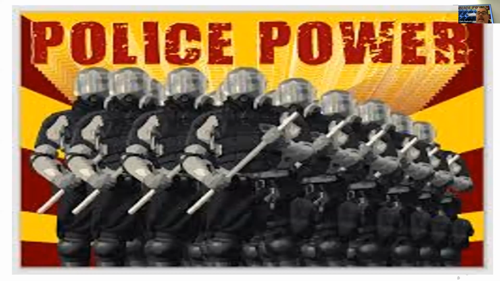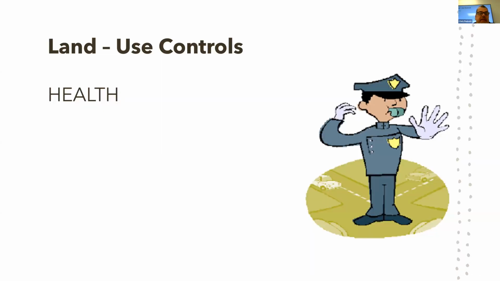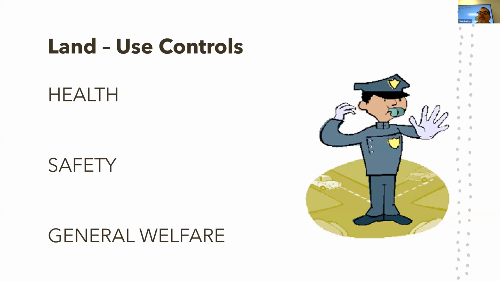Police power, this is something that usually gets a lot of people's attention because a lot of people don't like the term police power. But the definition of police power is: the authority to create and adopt regulations to protect the public health, safety, and general welfare. So in theory, what the elected officials are doing is adopting rules and regulations that keep us safe, keep us healthy, and promote the general welfare.